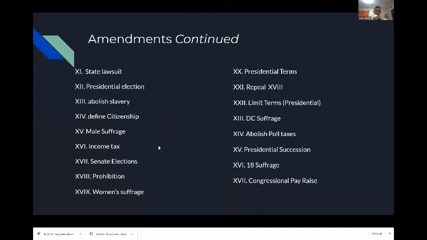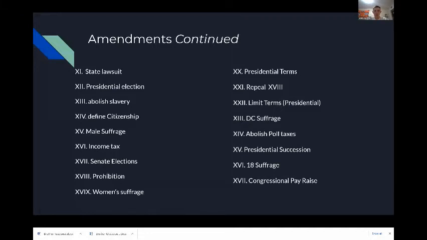So I'm going to be going over 15 through 20. We're going to start with male suffrage. This amendment was passed during Ulysses Grant's presidency. It was essentially made so that black people could vote legally after the end of the Civil War. The gist of it is generally if you are a male citizen, regardless of your race, you are now allowed to vote.